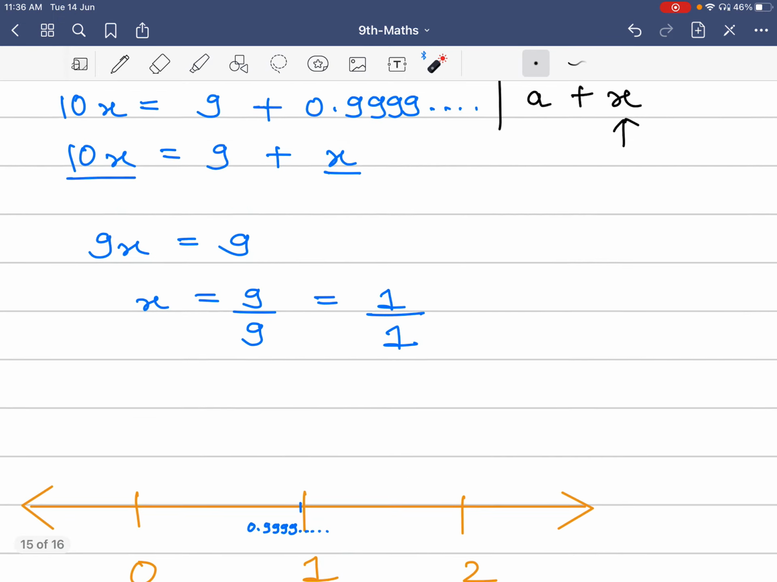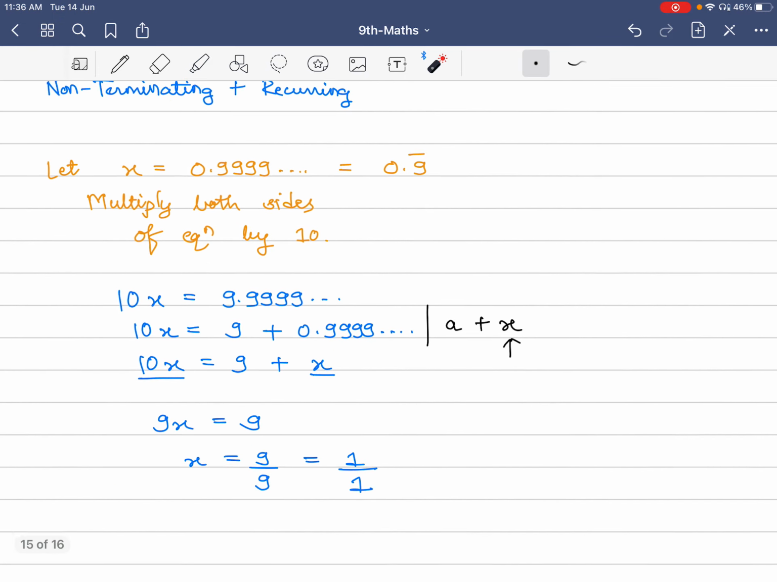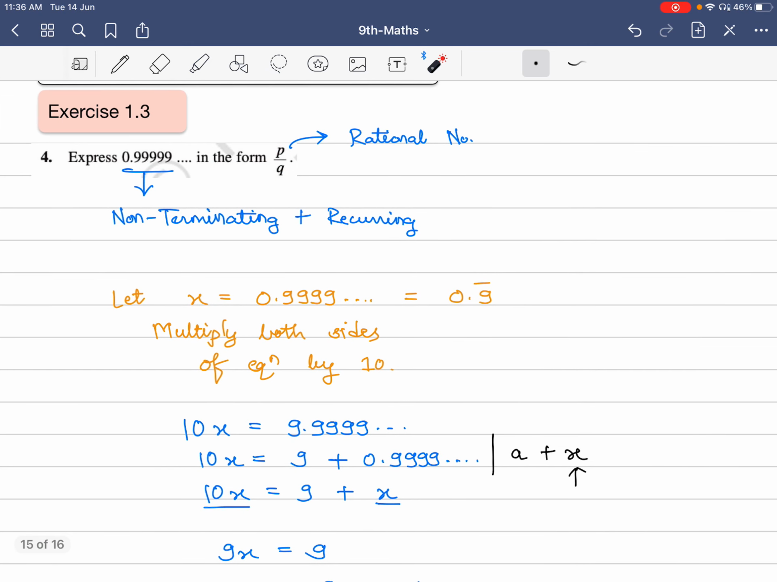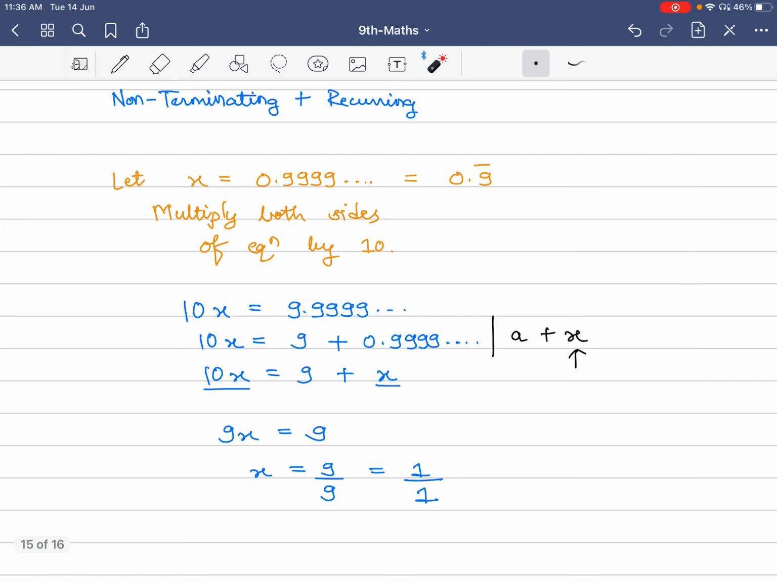So in the form of a rational number, when we want to express 0.99 in the form of p by q, it basically comes down to 1 by 1.